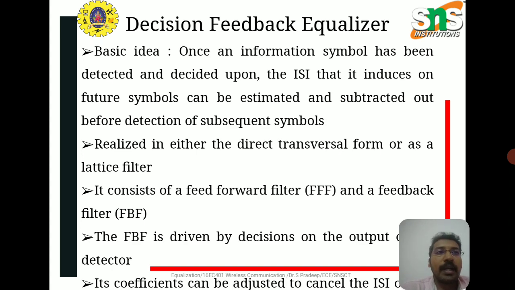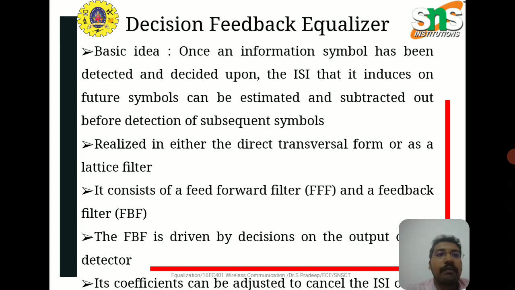The decision feedback equalizer. The basic idea of the decision feedback equalizer is once an information symbol has been detected and decided upon, the intersymbol interference that it induces on future symbols can be estimated and subtracted out before detection of subsequent symbols. It is realized in either the direct transversal form or as a lattice filter.